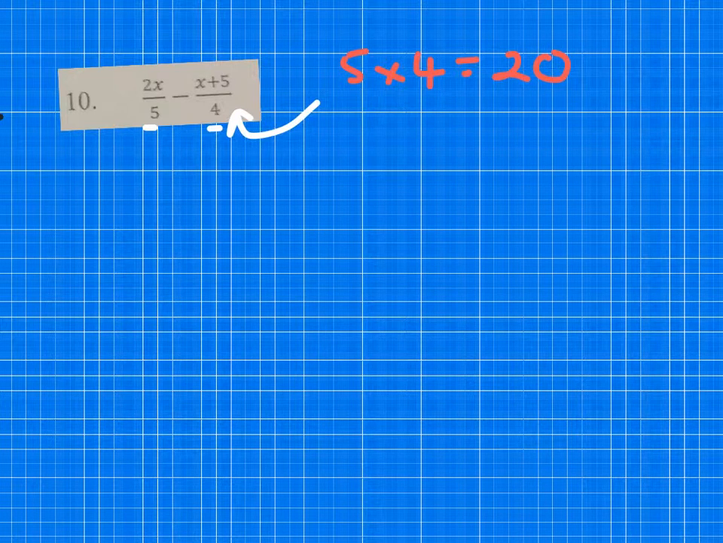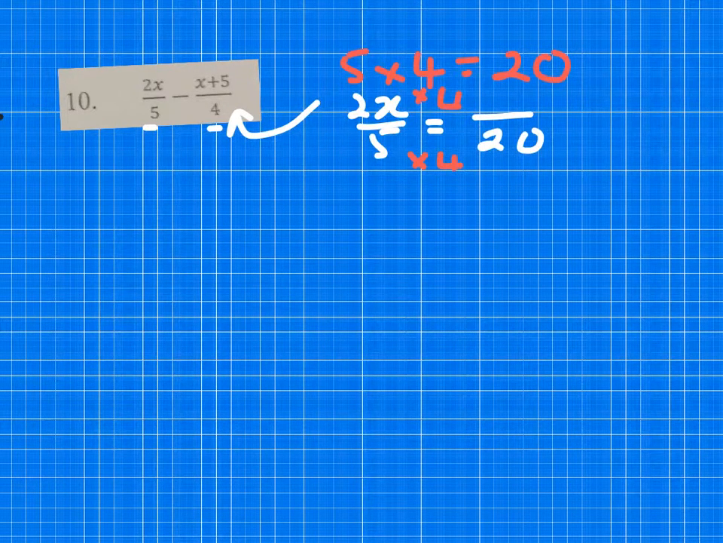To rewrite 2x over 5 in terms of 20ths, we can see that we've multiplied the denominator to make it 4 times bigger, and to keep the fraction the same we need to multiply the numerator by 4 as well. So that's going to give us 8x over 20. 2x over 5 is equivalent to 8x over 20.